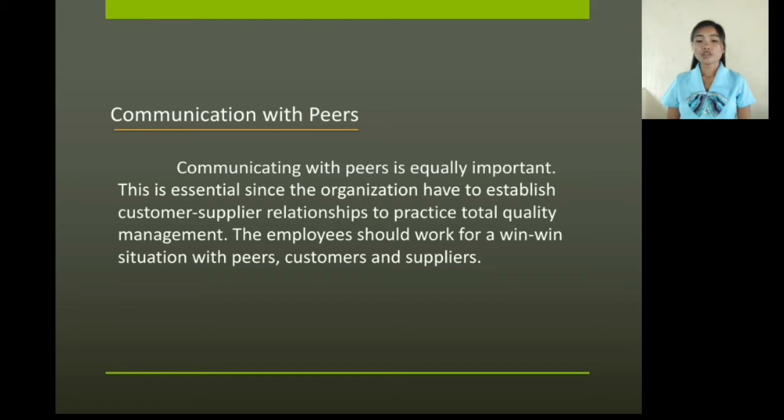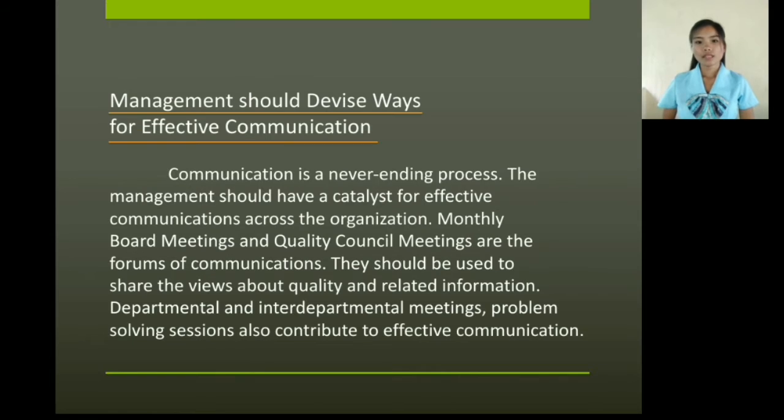Communication with peers. Communicating with peers is equally important. This is essential since the organization has to establish customer-consumer relationships to practice total quality management. The employee should work for a win-win situation with peers, customers, and suppliers, all of them. Management should devise ways for effective communication.